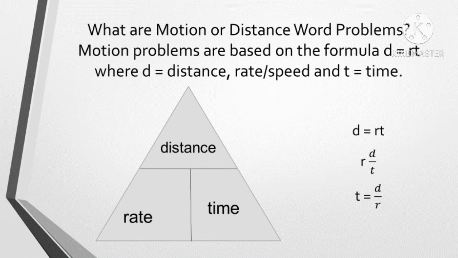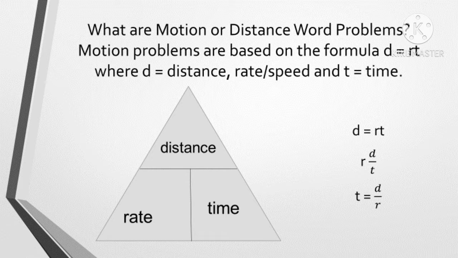What are motion or distance word problems? Motion problems are based on the formula d equals rt, where d equals distance, r stands for rate or speed, and t stands for time.